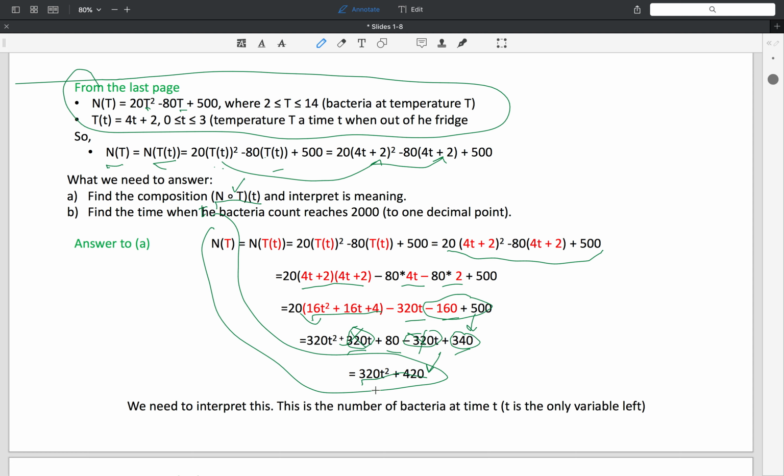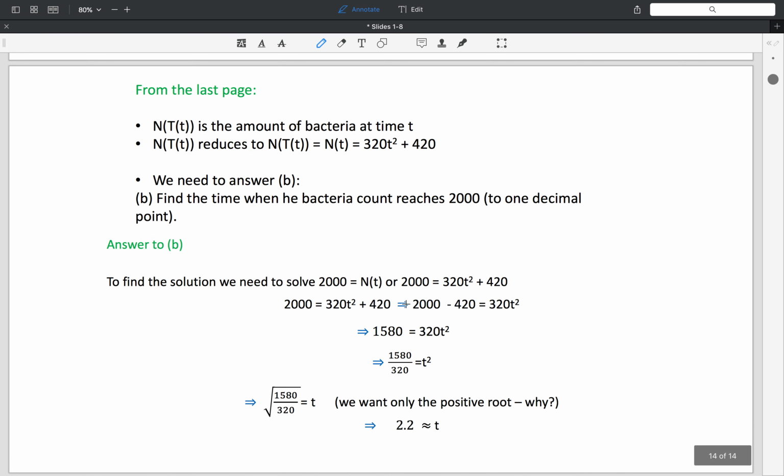Now what does that mean? Well, that's the number of bacteria at time t in hours. And notice that t is the only variable left. So that's good. Now for part 2 here, we need to find t. So we're going to set 2,000 equal to this and solve for t. So I'll do that on the next page.